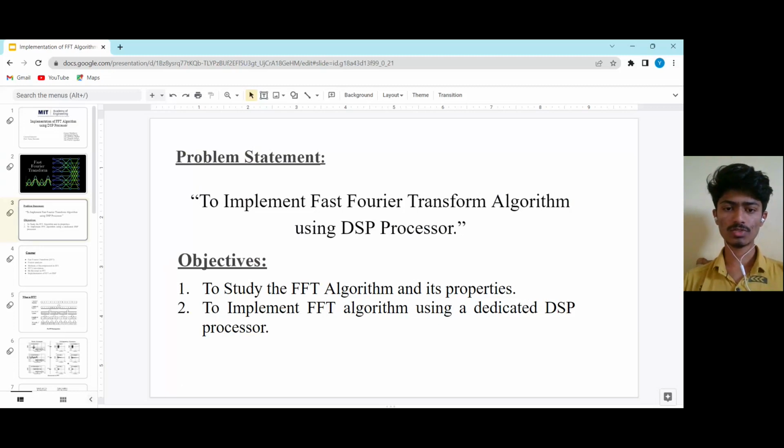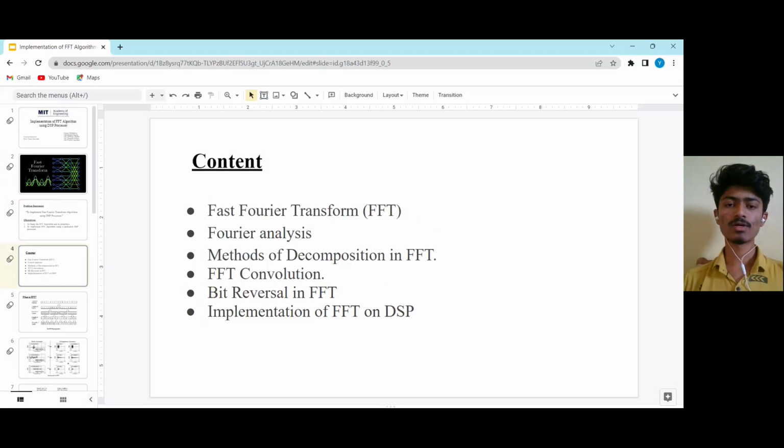are to study the FFT algorithm and its properties, and the second one is to implement the FFT algorithm using a dedicated DSP processor. So in our presentation, we are going to see the fast Fourier transform, its definition and introduction. Then we'll see Fourier analysis. After that, methods of decomposition in FFT, and then we'll see FFT convolution, bit reversal in FFT, and at the last, we will see the implementation of FFT on DSP.